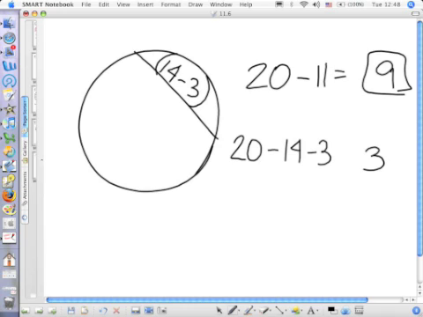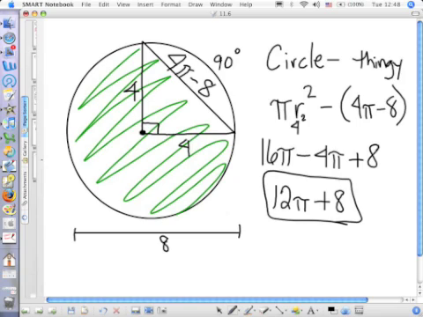That's because it's the answer to that subtraction problem that we are subtracting from 20, not just the first part. That's why here I have to put the parentheses. And my answer is 12 pi plus 8, not 12 pi minus 8, because it's the answer to that that's being subtracted. So I have to show somehow that the order of operations has to take place.